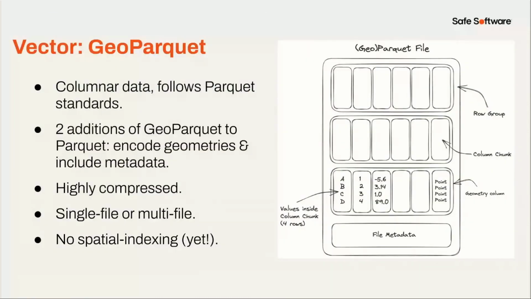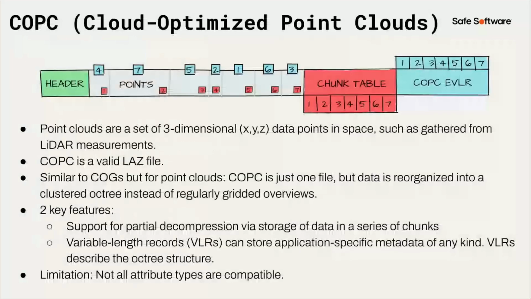And then FlatGeobuf. That one is an example for vector data that is spatially indexed. So if you need that right now, and you don't have time to wait for GeoParquet to develop that, FlatGeobuf is an option. Chris mentioned cloud-optimized point clouds a little bit. If you have LiDAR data and you want to store it in the cloud, cloud-optimized point clouds, or COPC, is our recommended way to go.